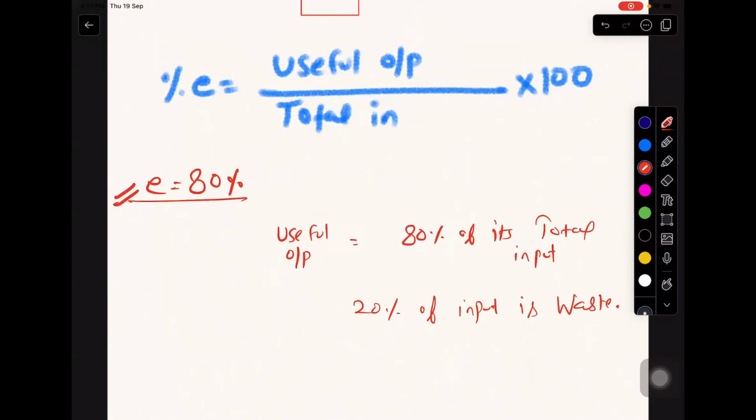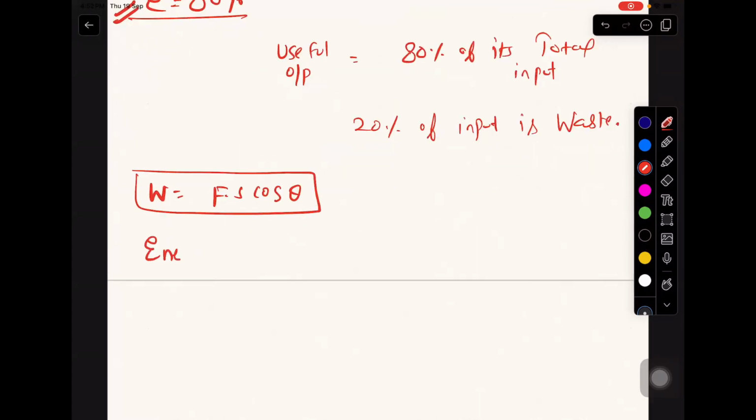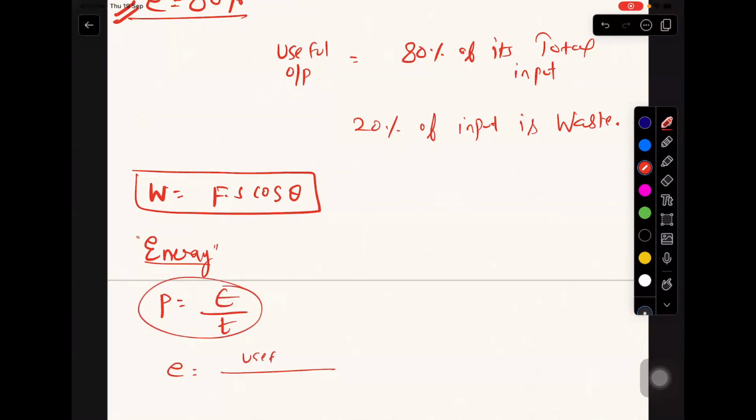Just to wrap things up, work is done when force into displacement into cos theta. That's the formula. For energy, there are three forms: kinetic, potential, and elastic potential energy. Power is basically the rate of energy transfer, and efficiency is the ratio of useful upon total input. Efficiency will not have any unit, because it's a ratio of the same quantity.